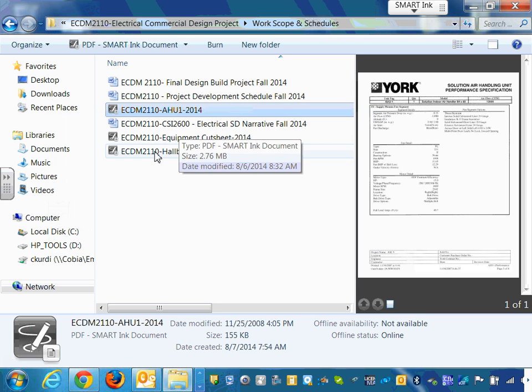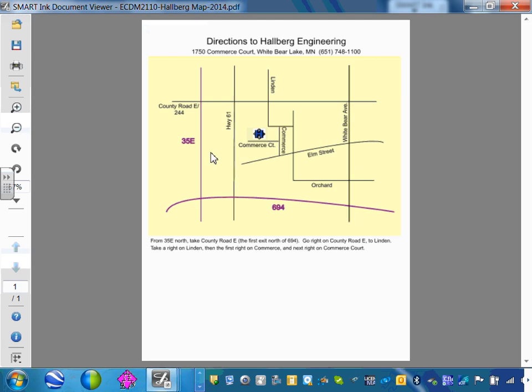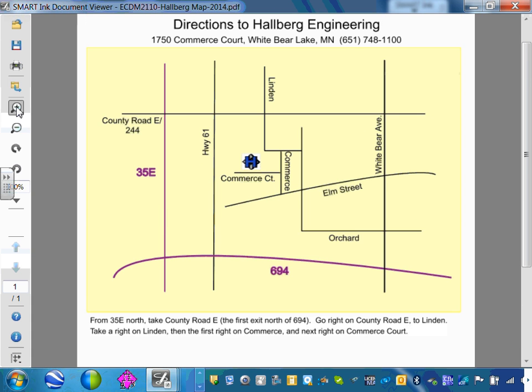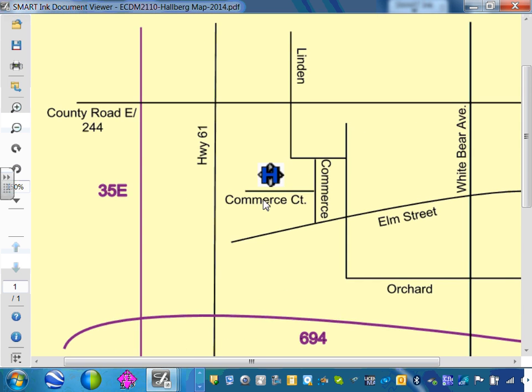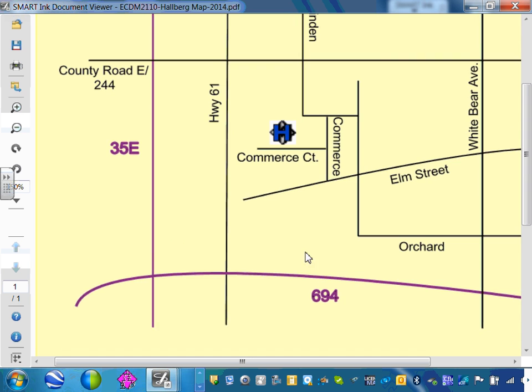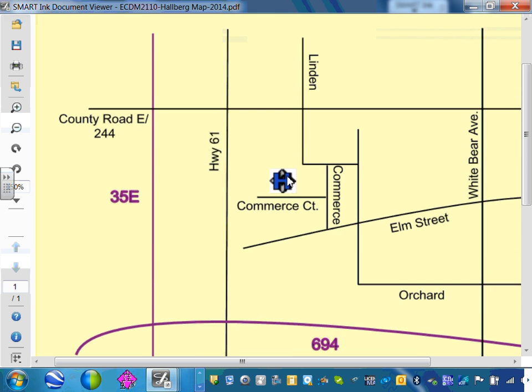So important. The last thing is Halberg Engineers. This is where the building that you guys are in, White Bear Lake. Anybody lives in the area? This is in White Bear Lake. You guys familiar with 35E and 694, right? I hope so if you're from Minnesota or the metro anyway. This is where they are. County Road E and Linden.